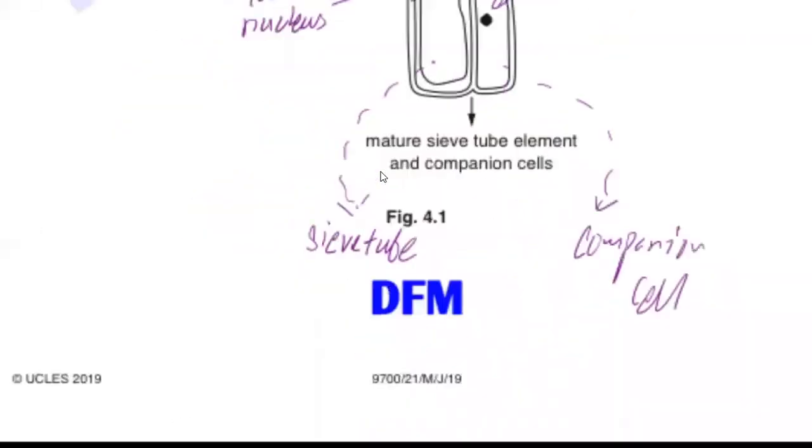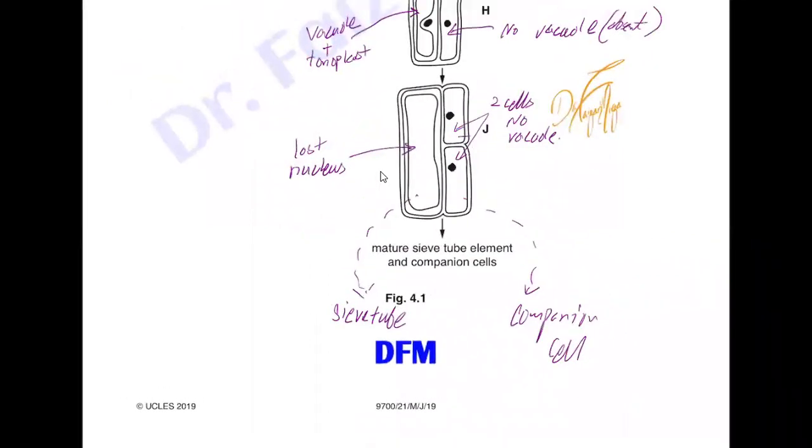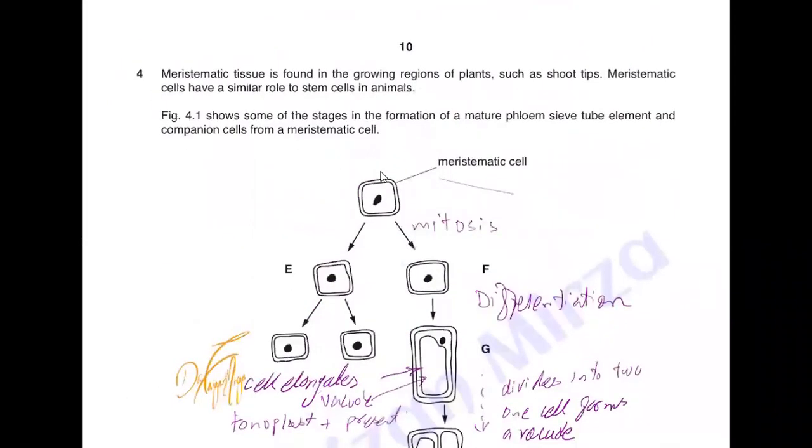So this question came in between 2019. This is from variant 21. And the question shows to us that meristematic tissue is found in growing regions of the plant, such as shoot tips. What are meristematic tissues? We do not study these here in A level, but they have given this term. So they actually give the description of what meristematic cells are.